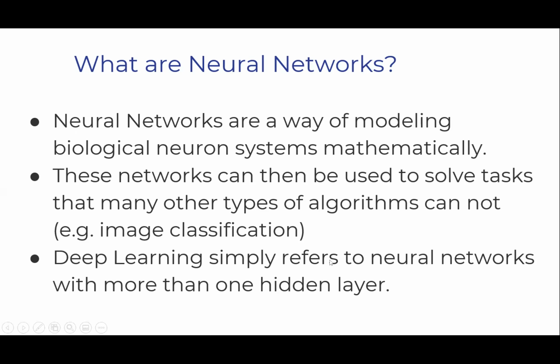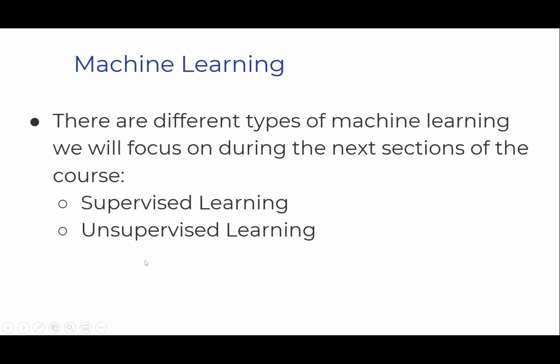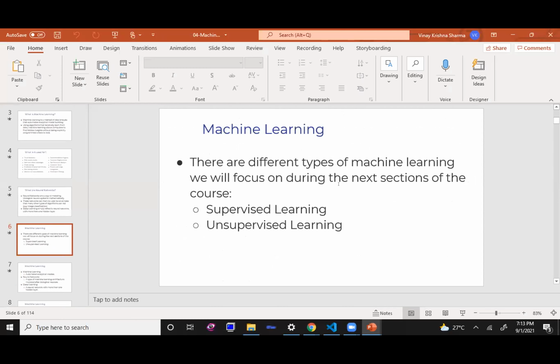Deep learning simply refers to neural networks with more than one hidden layer. A neural network is essentially a network of neurons, a lot of nodes connected with each other. On one side I am giving input, and on the other side I'm getting an output. When this network becomes dense, with a lot of layers, and becomes big, we call it deep learning. It's just a subset of machine learning, right? We'll be looking at supervised and unsupervised learning, but before that I want to show you some examples.